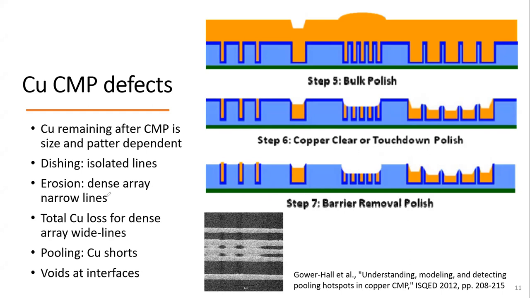Here they are. Unfortunately, many different types of defects come with a copper CMP. Actually, it comes with any CMP per se. They all have a similar type of defect. The dishing is on isolated lines, okay? And then the erosion.